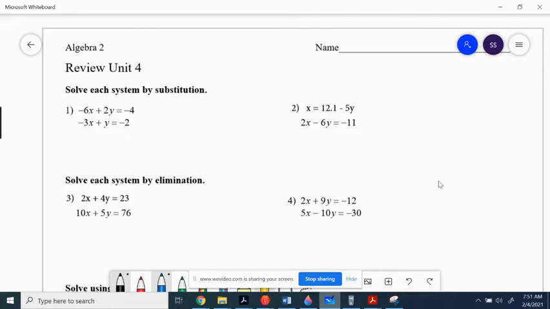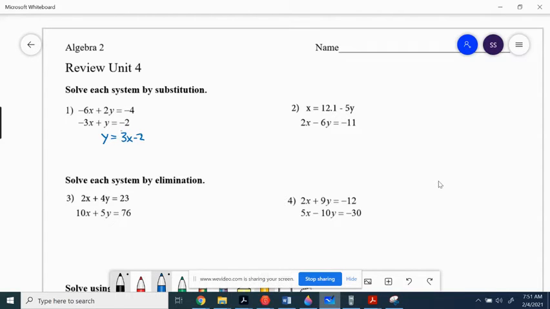All right. So the first couple questions, we are solving these systems by substitution. So we want to solve for one variable and then plug it into the other equation. So you're looking for a coefficient of 1. That would be the easiest way. And I see that right here, we've got 1y. So this would be the easiest one to isolate. All we would have to do is add 3x on both sides. So you have y is equal to 3x minus 2.